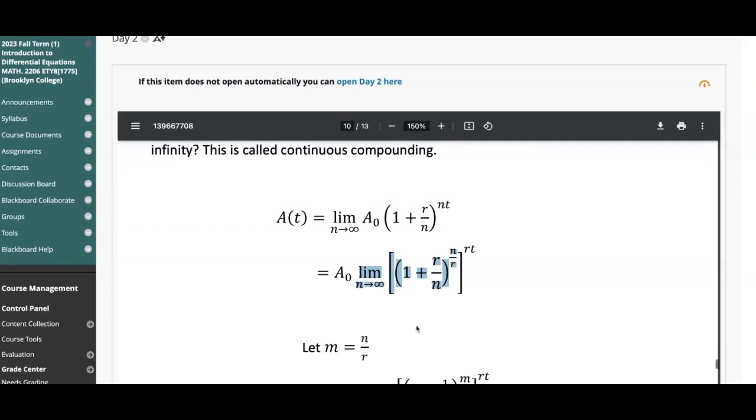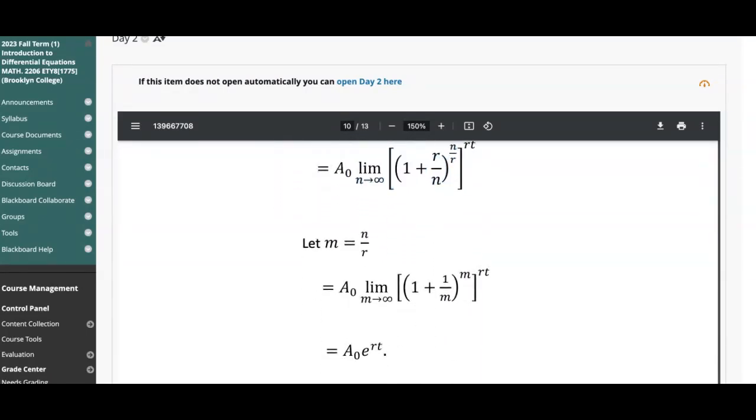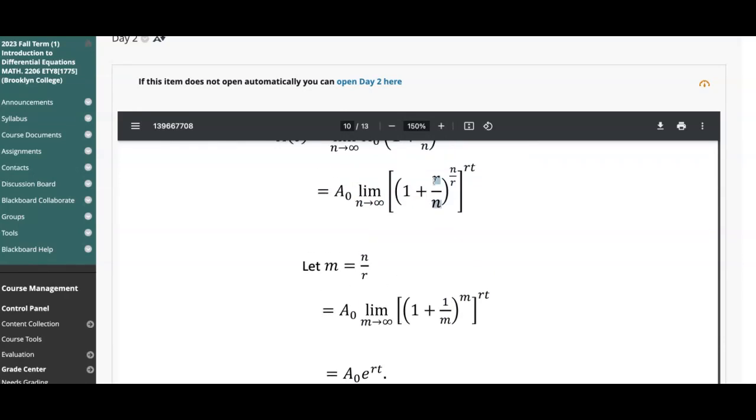But usually it's not as complicated. Usually it's 1 plus 1 over n raised to n. But in this case, we just have this r involved, so r over n, n over r. If you want it clearer, we can use m to substitute for n over r. So we see now this is exactly the definition of the Euler number: limit as m goes to infinity of 1 plus 1 over m raised to m.